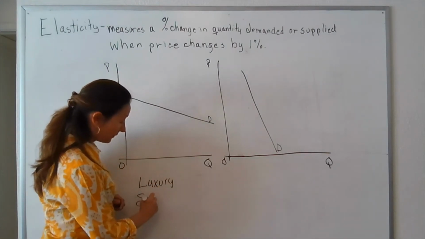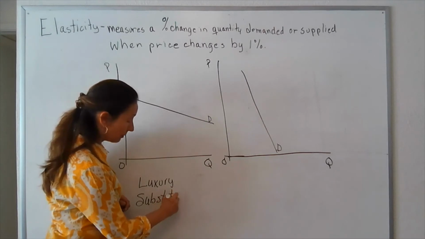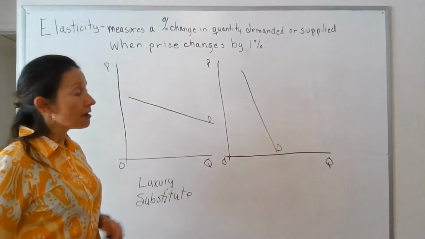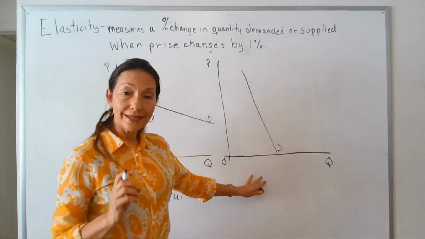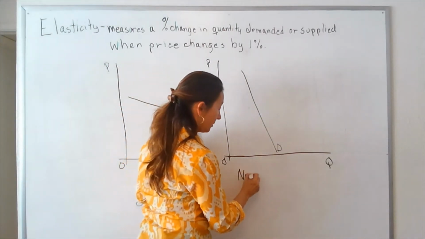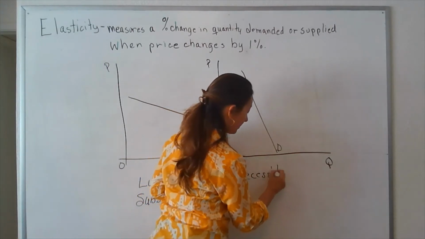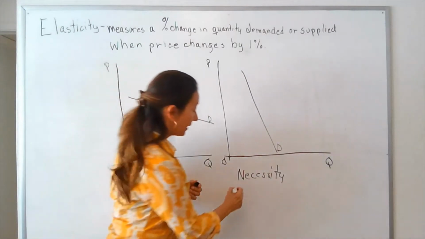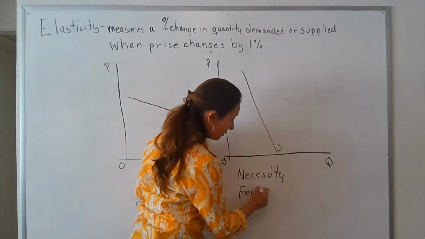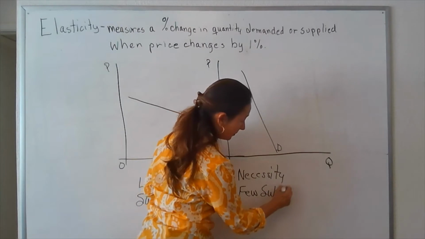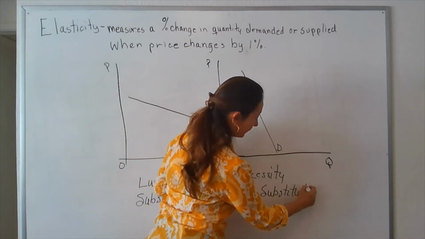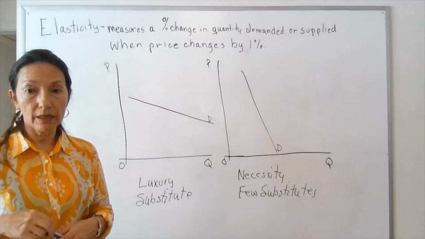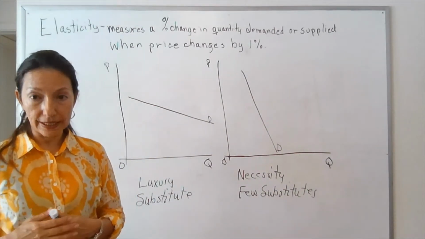Okay, so luxury items, it has to be products for which there is a substitute. Okay. You have an elastic demand. Items that are a necessity, these tend to have an inelastic demand, and there are few substitutes. So this comes into play as well when we start talking about taxation.